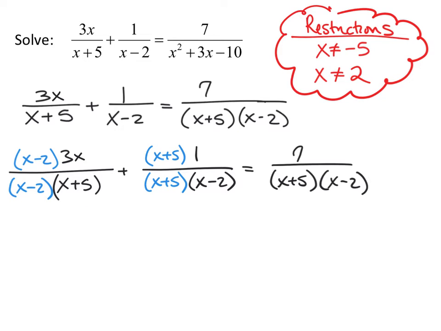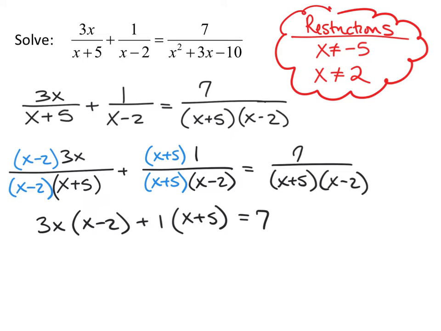My bad. Okay, great. Now that we have matching denominators, we really only care about the numerators, which would be 3x times x minus 2. I'm just rewriting this. I know I could be distributing right now, but I'm just going to rewrite it. x plus 5 equal to 7. This is now just the numerators.